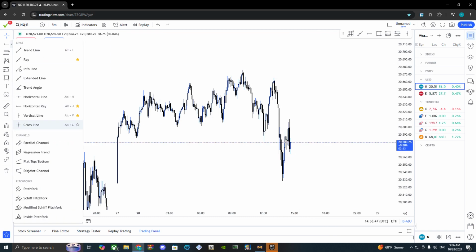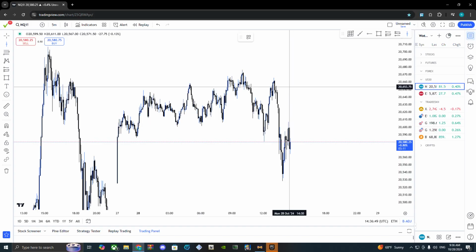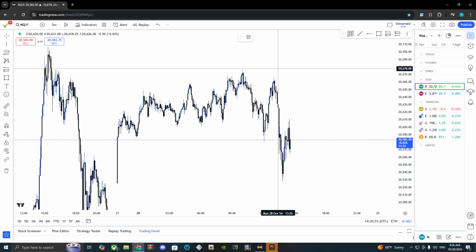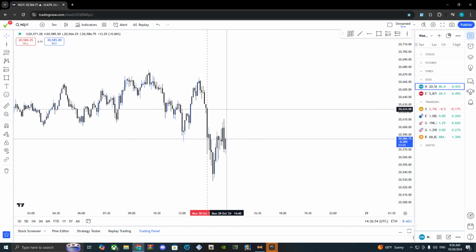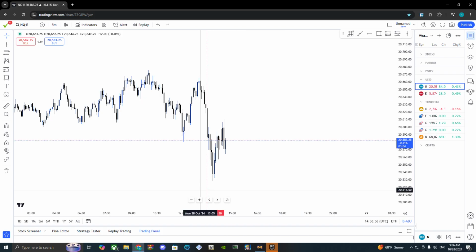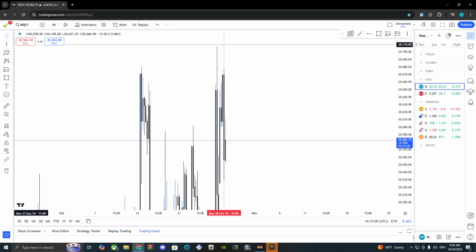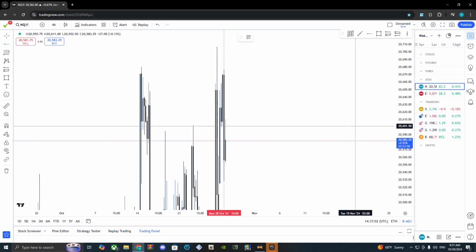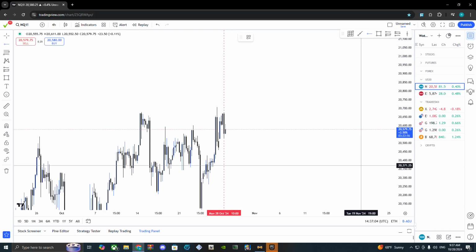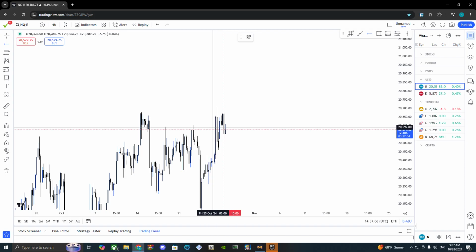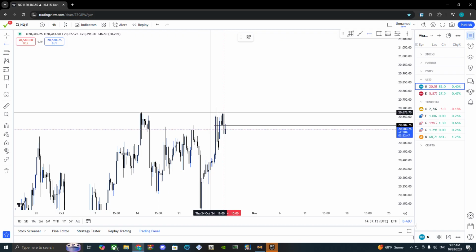Let's mark out session open. So on NASDAQ, we have these 4 hour lows right here, these 4 hour highs right here.